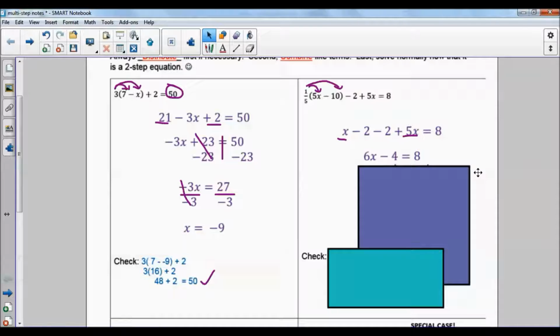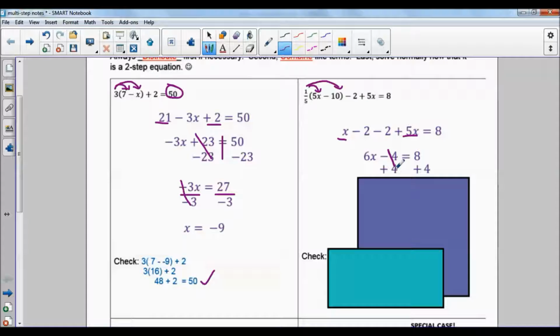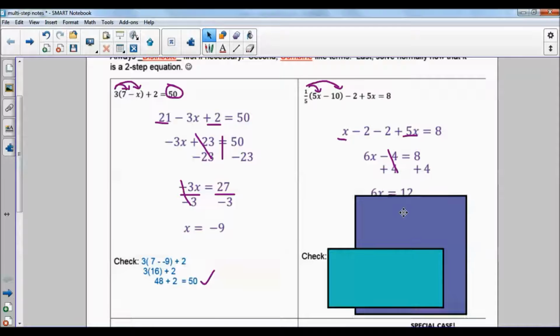Now this is just a two-step equation, which we already know how to solve. Right? If we have a -4 on the end, we're going to undo it by adding 4 on both sides of our equal sign. These 4's, the positive and the negative, are just going to cancel out, right? And so then we have 6x is equal to 12.